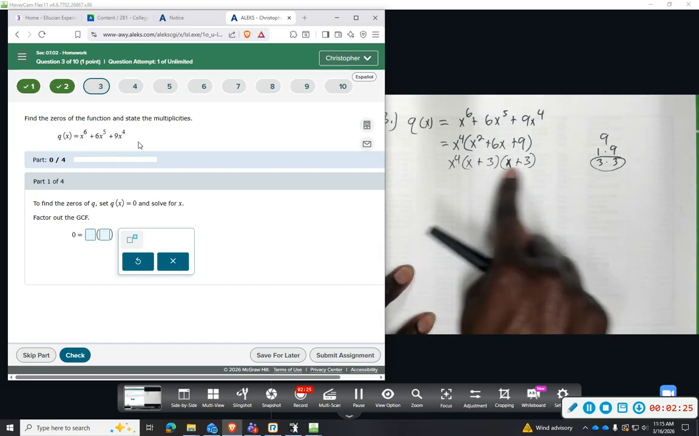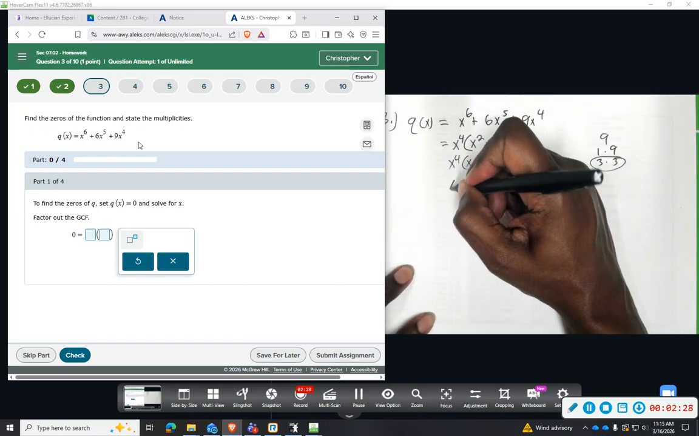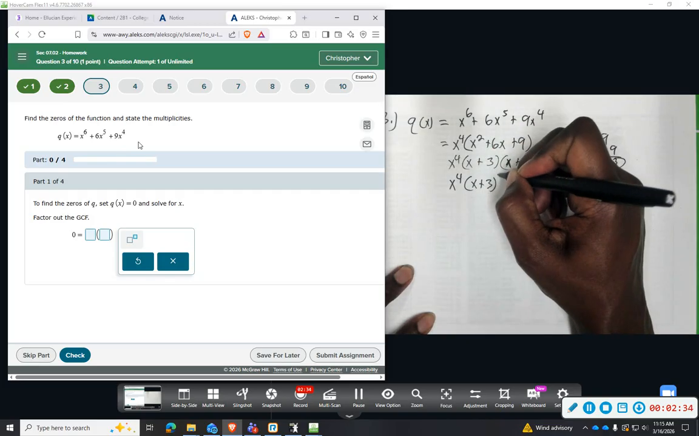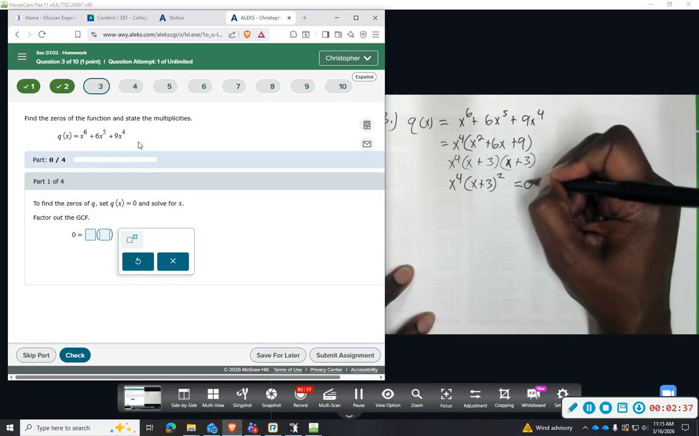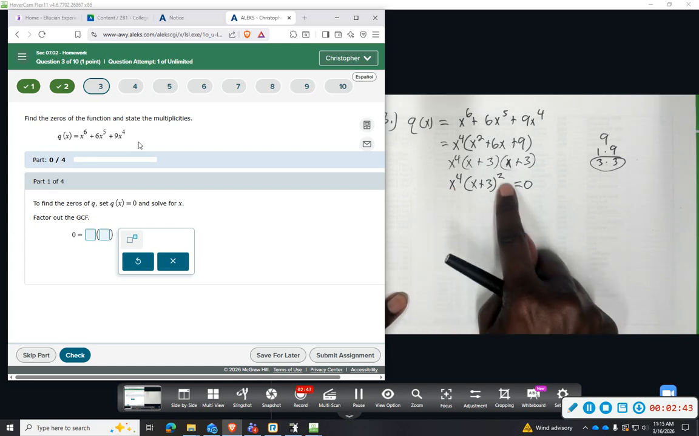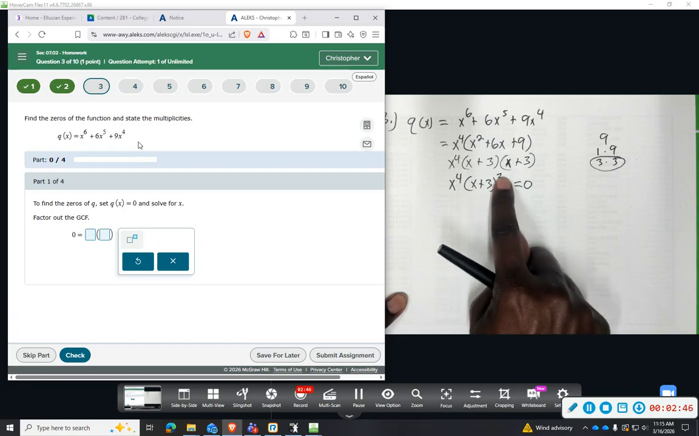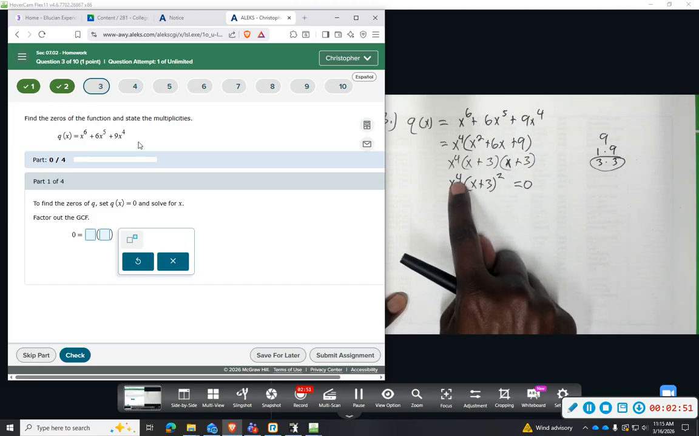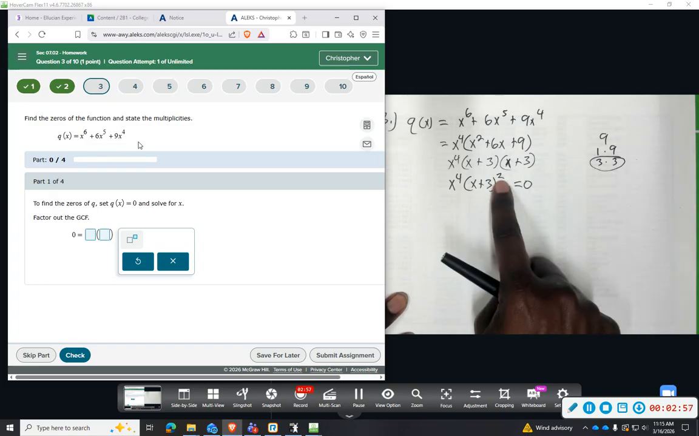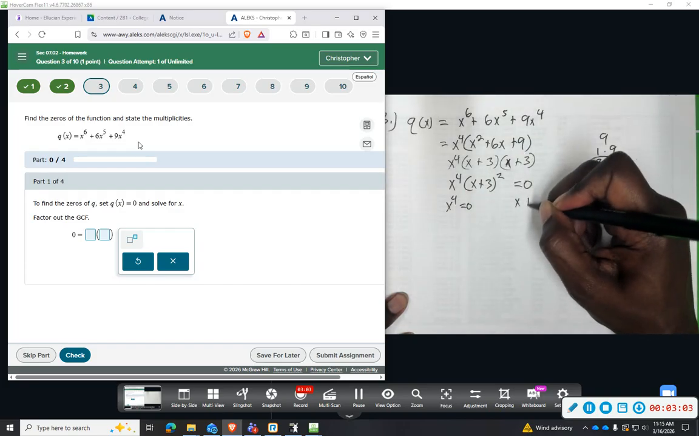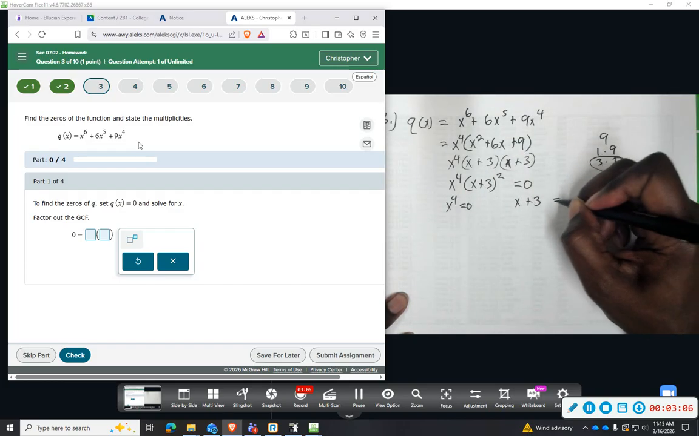Okay, this is a duplicate term, so I can just really write this as x to the 4th times x plus 3 squared. And this is all set equal to 0. Now, once we have it in factor form, we can see the multiplicity. So this multiplicity means the power. Like if you have a power on a form like this, that means it's a repeated or a duplicated root, and whatever you get, that number is either 4 times 0 or 2 times 0, or whatever that is. It's the multiplicity. So x to the 4th equals 0, and x plus 3 equals 0.